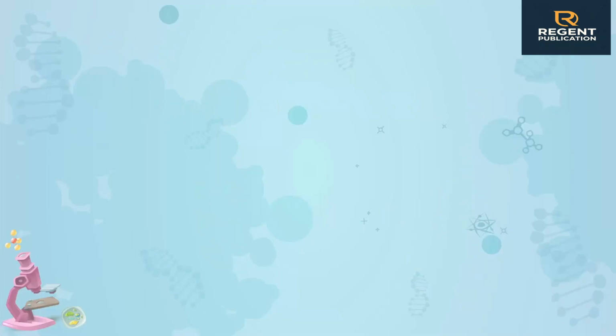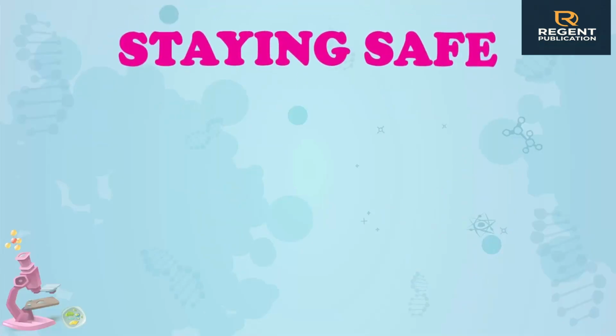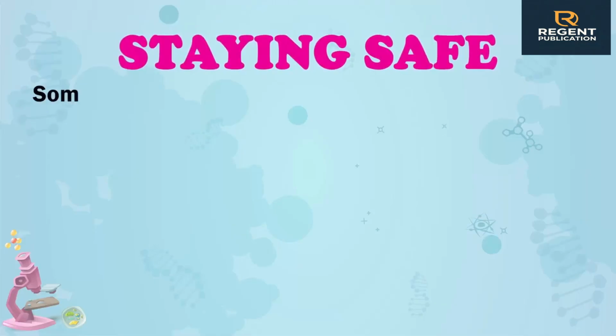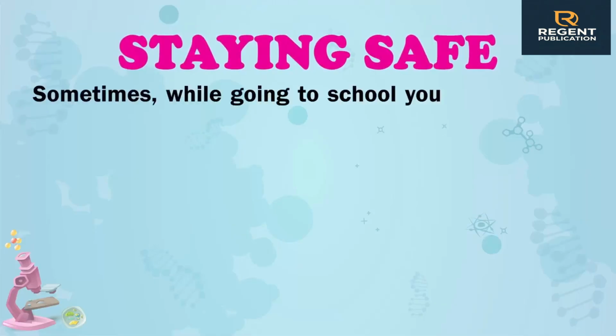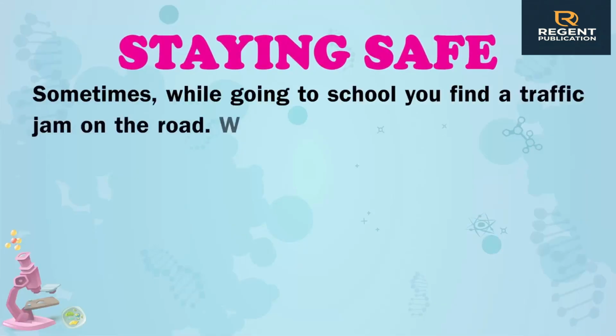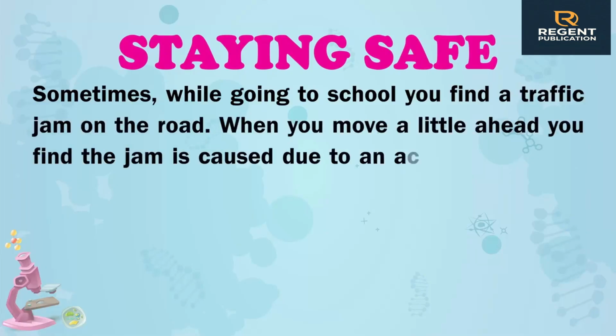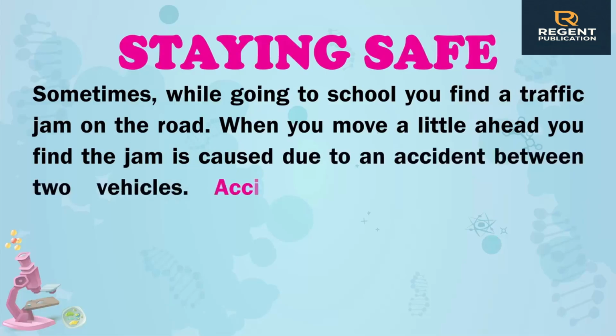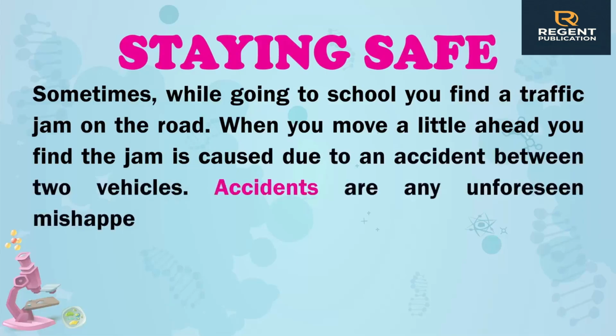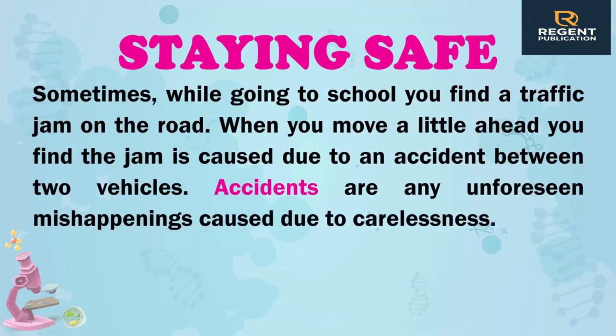Chapter 3. Staying safe. Sometimes while going to school, you find a traffic jam on the road. When you move a little ahead, you find the jam is caused due to an accident between two vehicles. Accidents are any unforeseen mishappenings caused due to carelessness.